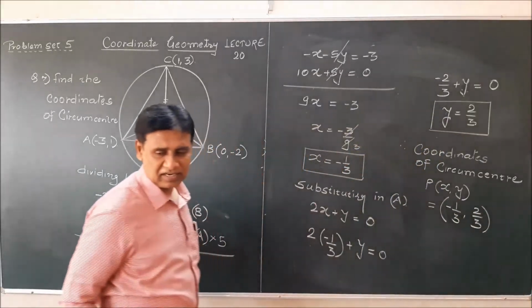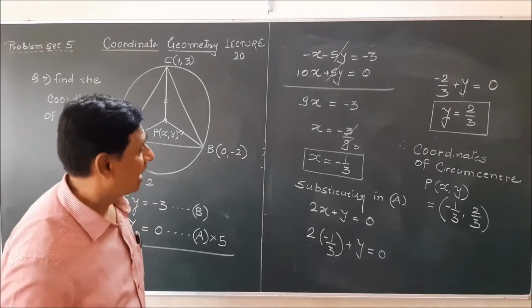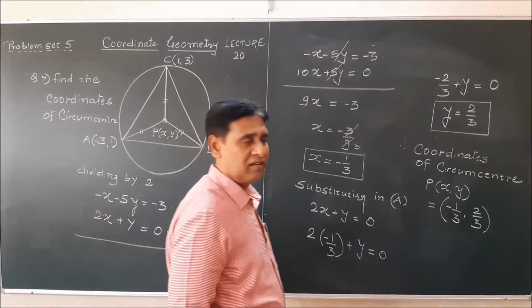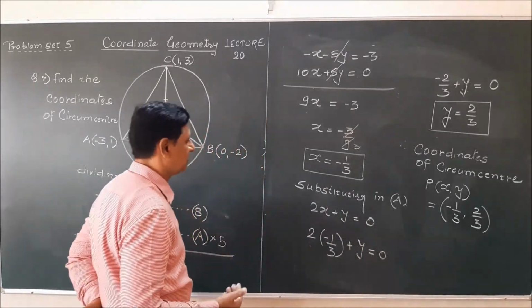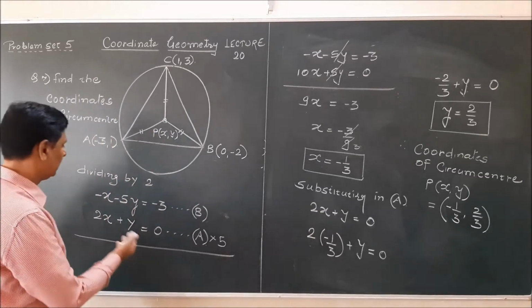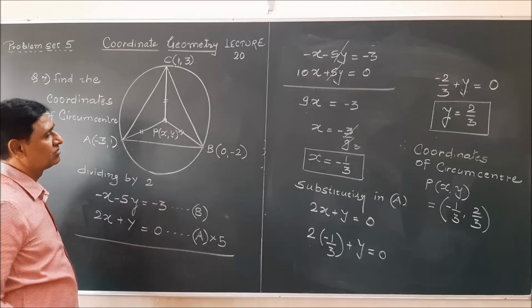I have to check the answer. Let's see whether the answer is correct or not. Yes, the answer is correct, because I was not knowing there is a one that is the first simultaneous equation. Fortunately, I remember it: 2x plus y is equal to 0.